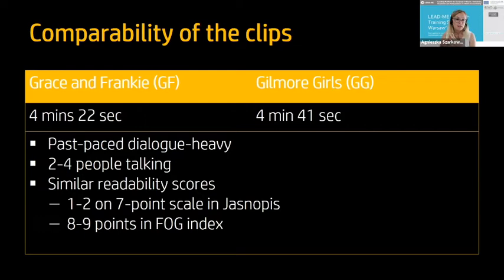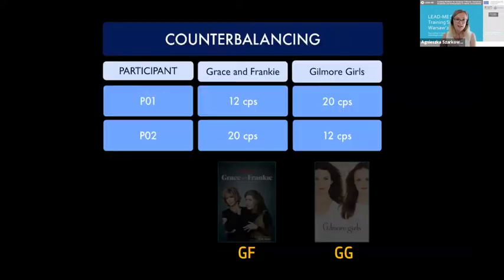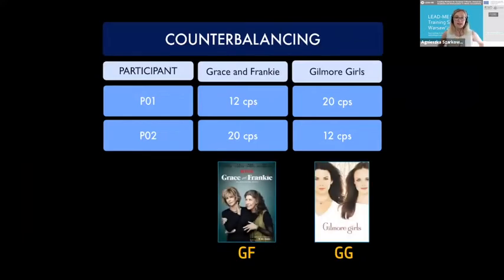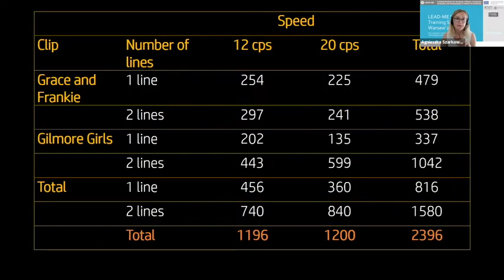We checked the readability scores of subtitles on a number of different indices, and they were quite similar, so we felt okay, this is good, we're safe here. And we used counterbalancing, so let's say the first participant was watching Grace and Frankie with slow subtitles, and then Gilmore Girls with the fast one, and then the other participant the other way around, right? So we had this counterbalanced Latin square based design.